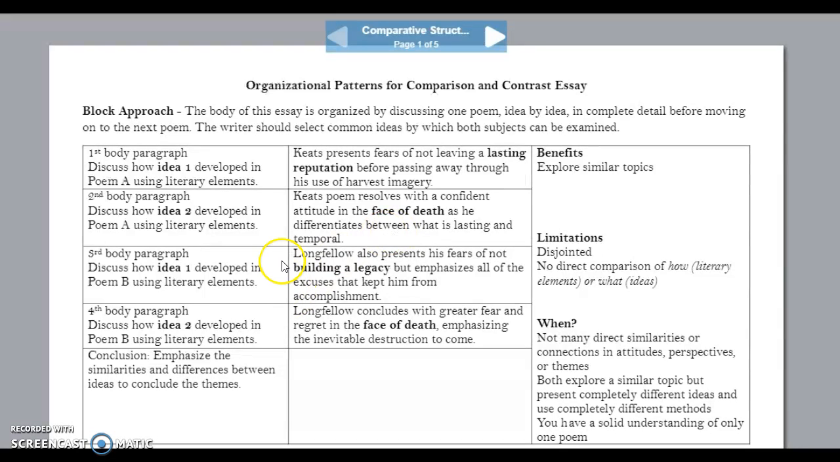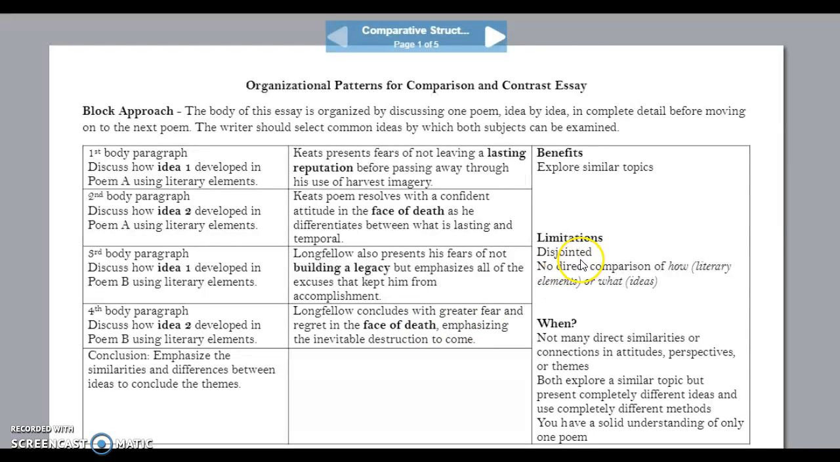Then I transition into the next poet. Longfellow also presents his idea on building a legacy. So you see there's a common topic between paragraphs 1 and 3, but really there's a different perspective in the two poems. Then the last paragraph concludes with Longfellow's idea about what he realizes in the face of death, which is completely different than Keats. That's why the block approach might work, because they have different ideas, they use different methods to get there.